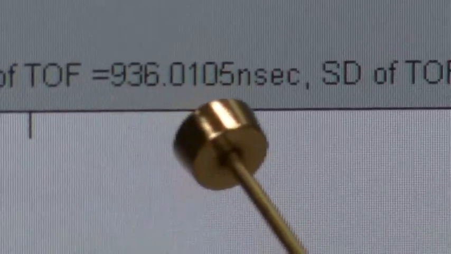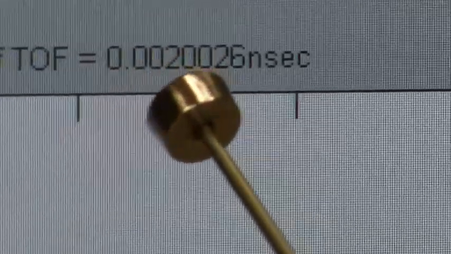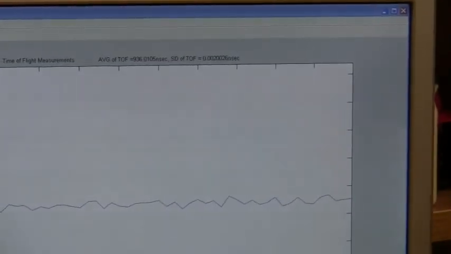nanoseconds and 10 picoseconds. The standard deviation of the data, not of the mean, but of the randomness of the data you see here, is 2 picoseconds. So that's a very, very repeatable measurement.